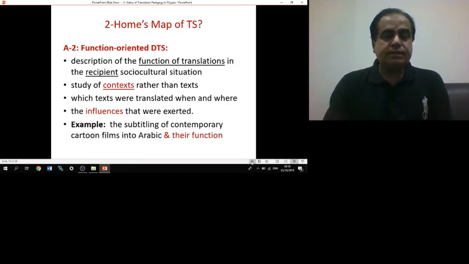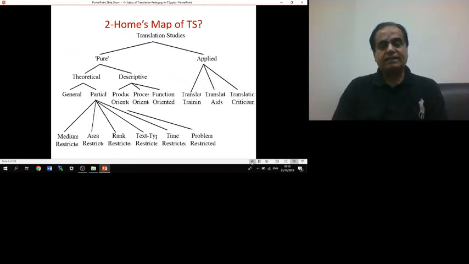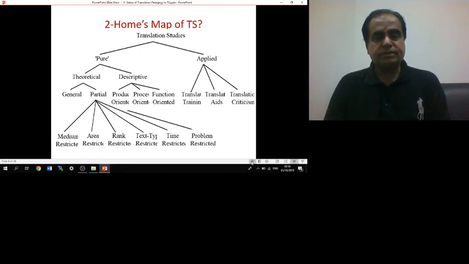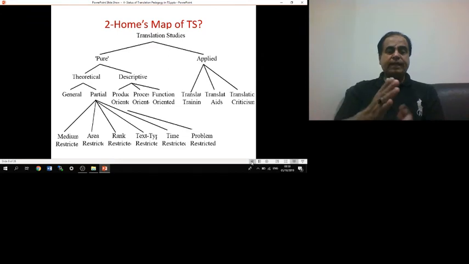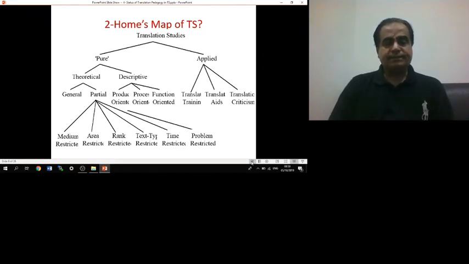We have finished this part. Can you see the pure part on the right side, descriptive? We have discussed product oriented, function oriented, and process oriented. We have discussed these three things in the pure part of translation studies. Now we are going to shift towards the theoretical part of translation studies on the left side.